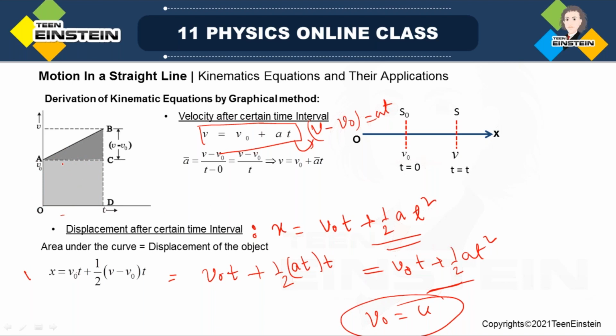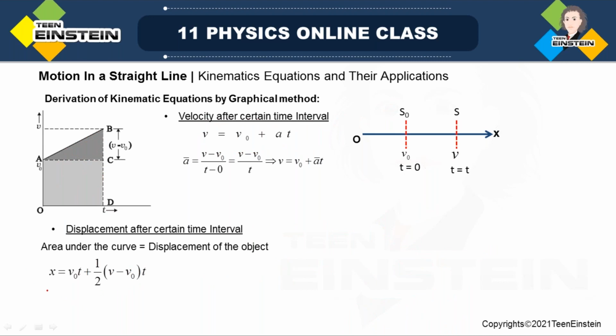Okay, so the area under this curve will be the area of this rectangular part and the area of this triangular part. So this is what has been written over here. Now we just put this v minus v0 as a into t. So what we get is v0 into t plus half a t square. Okay, so this is what we get.